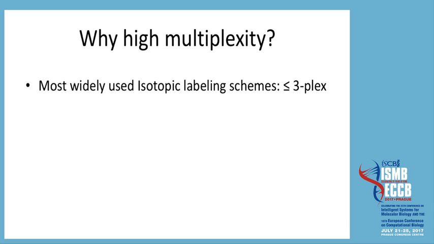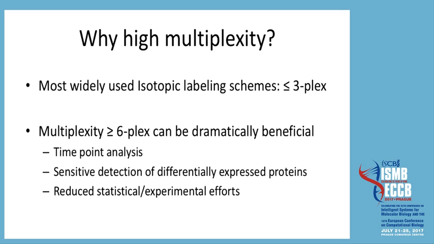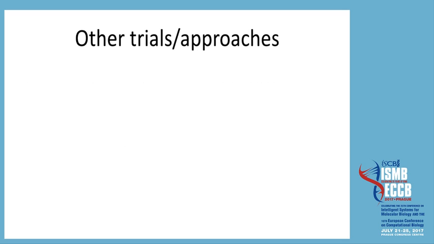Only 3 conditions can be analyzed at the same time. But high multiplexity, in particular multiplexity higher than or equal to 6, can be really beneficial for lots of biological applications, such as time point studies or detection of differentially expressed proteins using test condition triplicates. Also, increased multiplexity, for sure, reduces the statistical or experimental effort. So people already tried to increase multiplexity for isotopic labeling, but most of them were not very successful.